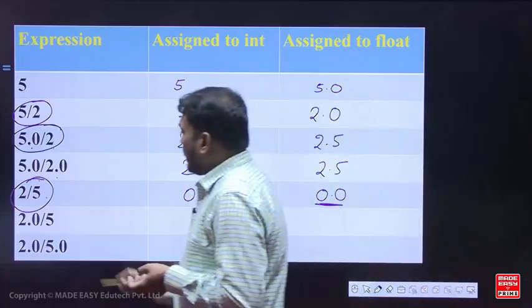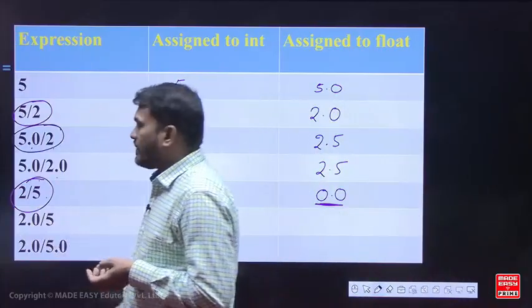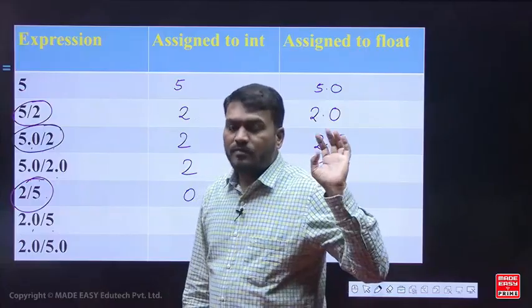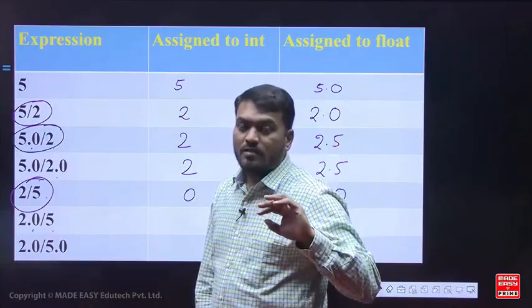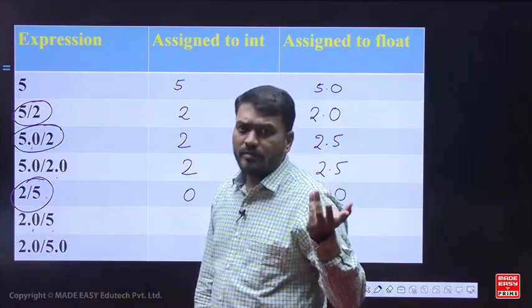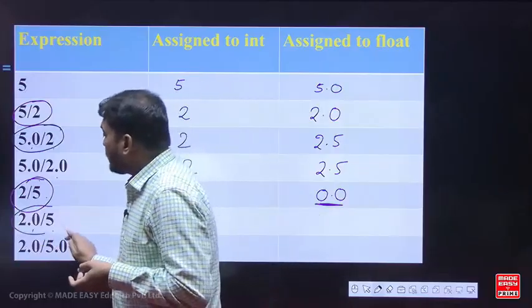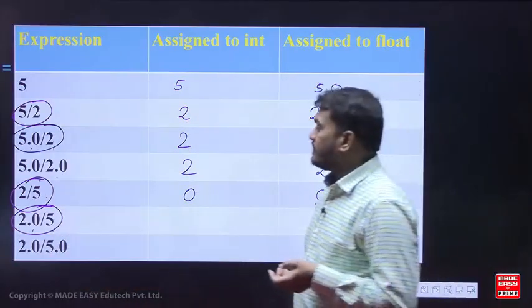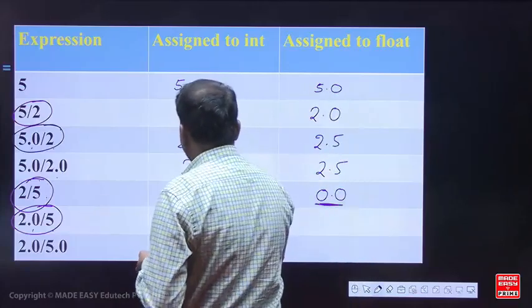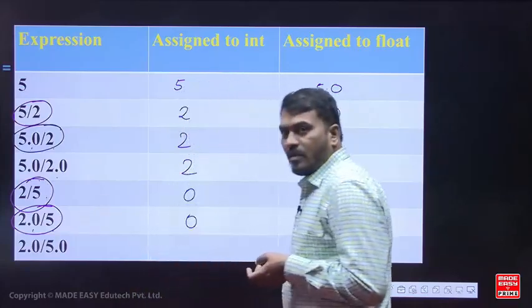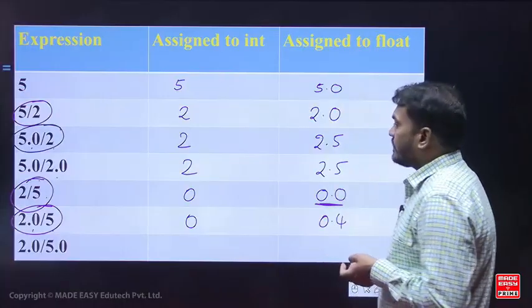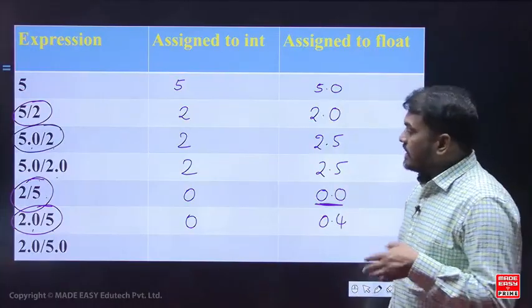Okay, check it out. Next, 2.0 divided by 5. One is a float, the other is integer. The actual answer is float, because if anyone is float, output will be float. So the actual answer of this one is 0.4. If I assign it to integer and print, it will print 0. But if I assign it to float and print, it will print 0.4.